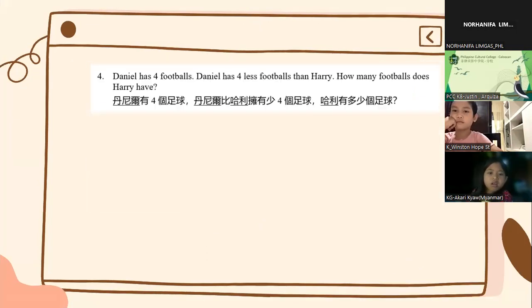How about this? Daniel has 4 footballs. Daniel also has 4 less footballs than Harry. How many footballs does Harry have? Eight. Okay, why? 4 + 4 = 8. Very good. Okay, that is correct.